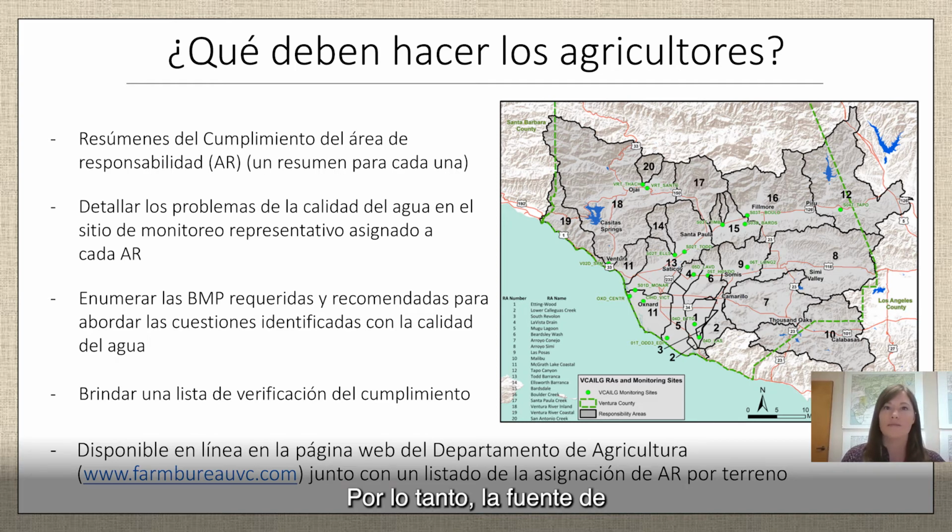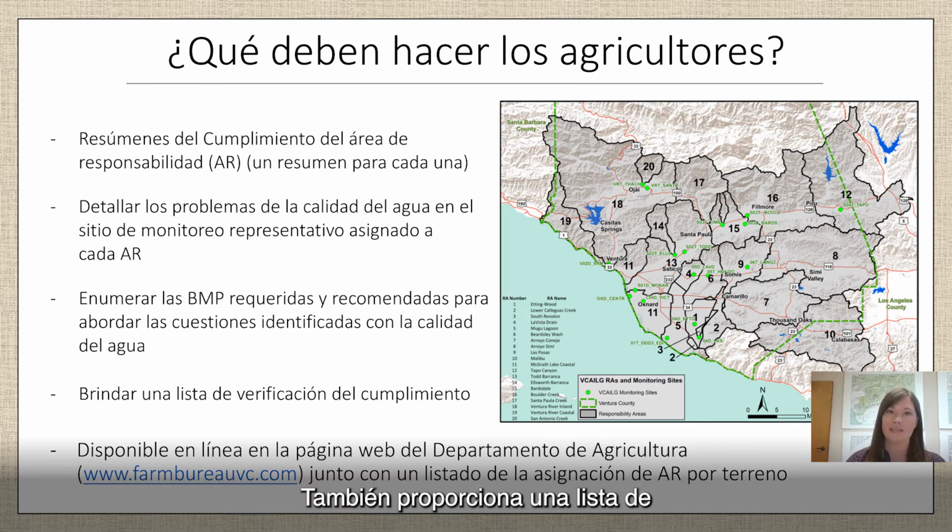So the most important information source that I want growers to know about is the VCALG responsibility area, or RA, compliance summary handouts. And this map here shows how Ventura County has been broken up into 20 distinct responsibility areas, each of which is assigned to a representative monitoring site that's sampled to determine if water quality in that responsibility area is meeting required standards. And the RA handouts themselves detail water quality issues that are being seen at each of those monitoring sites. So these are the water quality issues that the growers need to address. And it provides a list of required and recommended BMPs that could then address those water quality issues.